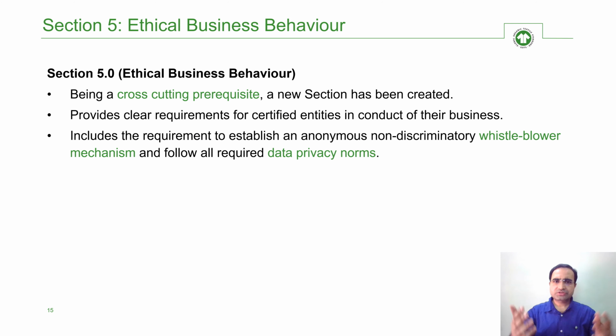A new Section 5 has been added for ethical business behavior because it is a cross-cutting prerequisite. It provides clear requirements for certified entities for ethical conduct of their business in a legally correct manner. It also requires them to establish an effective whistleblower mechanism and follow data privacy norms.